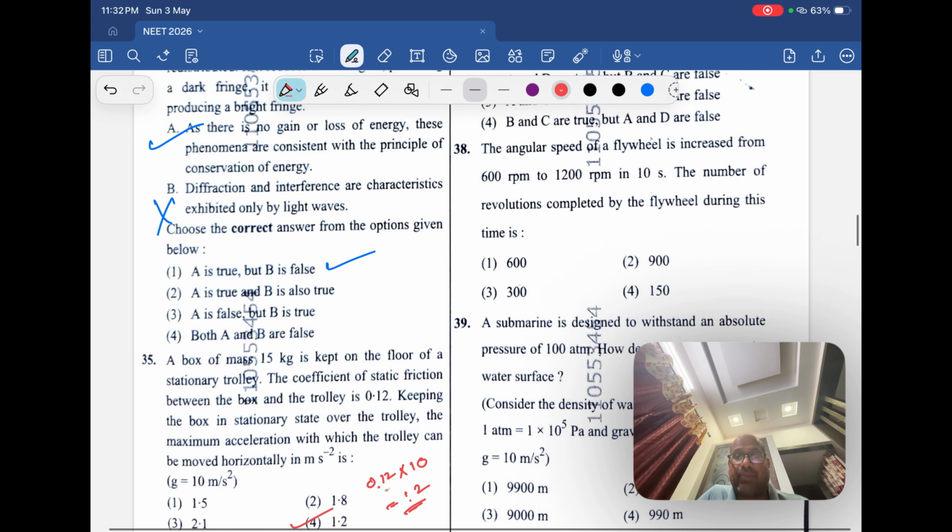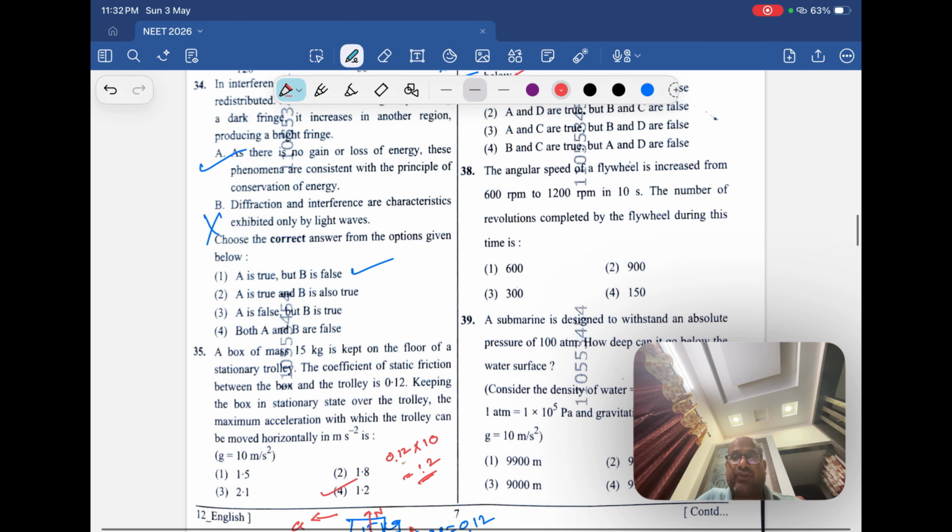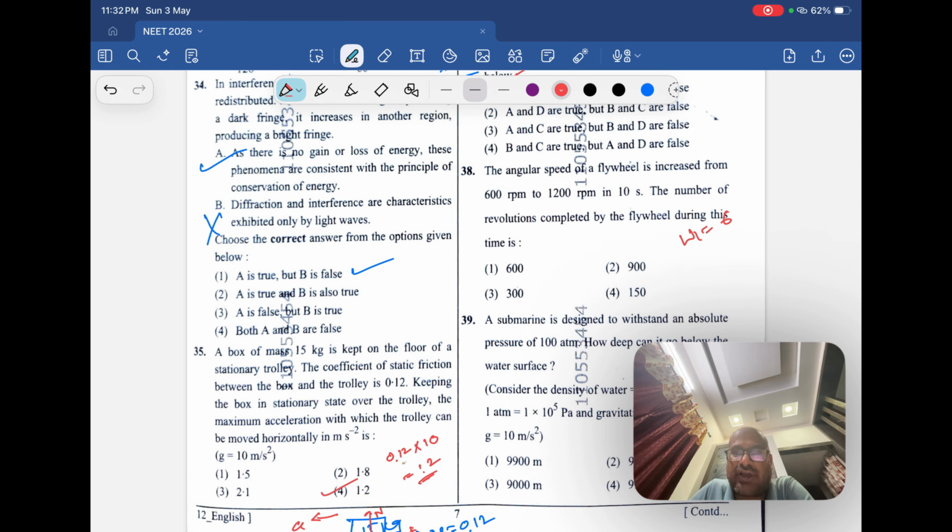Fine. Now, the angular speed of a flywheel increases from 600 rpm to 1200 rpm in 10 seconds. Find the number of revolutions made by the flywheel during this time. Okay, direct. So change in angular velocity, omega 1 is 600 rpm, omega 2 is 1200 rpm. You can convert rpm, rotations per minute, to radian per second also. Change in angular velocity will give the number of revolutions made by the flywheel during this time, 10 seconds.